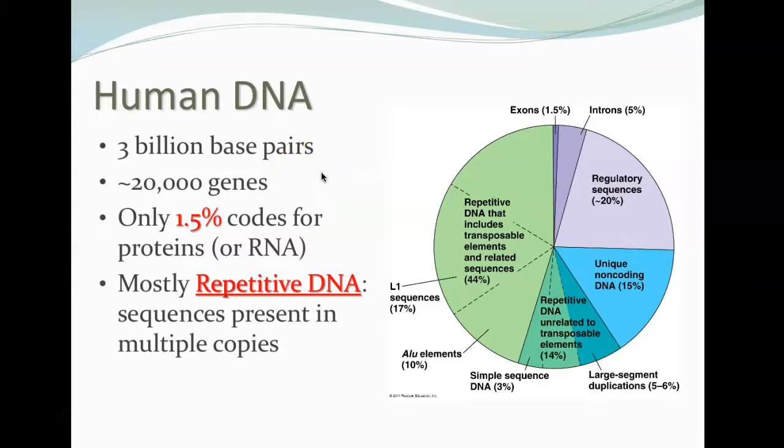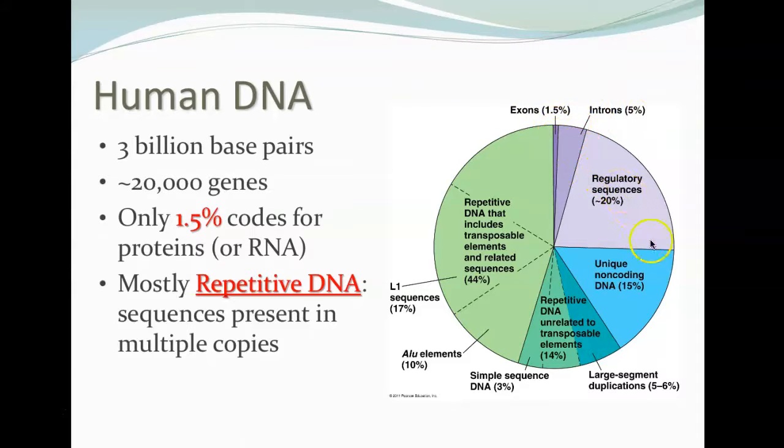So we have what's called repetitive DNA sequences. And so if you made a pie chart of human DNA, look right here where my cursor is. Exons. Remember, exons are what's actually cut out of the mRNA sequence and used for translation. Exons are 1.5%, introns are 5%.